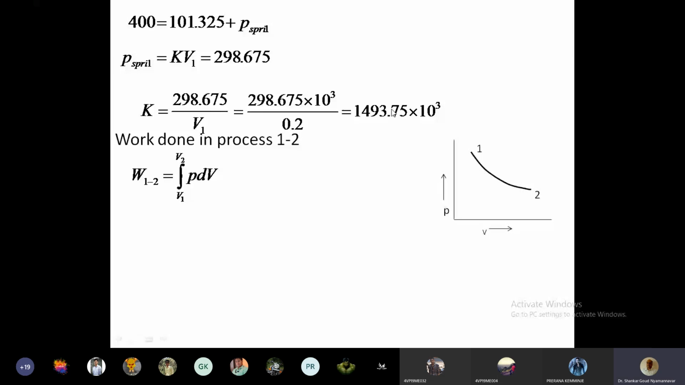There is a mistake here. It is actually 1493.375. Okay, I have made a mistake here while substituting. Please take care of it. Somebody says 933 is correct. You are right.